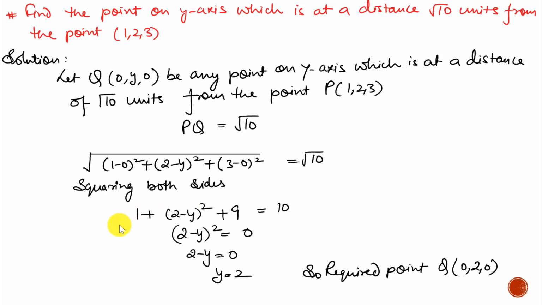Now squaring both sides, we get 1 plus (2 minus y) whole square plus 9 equals 10, and (2 minus y) whole square equals 0. Taking the square root on both sides, 2 minus y equals 0, so the value of y is 2. So the required point is (0, 2, 0).